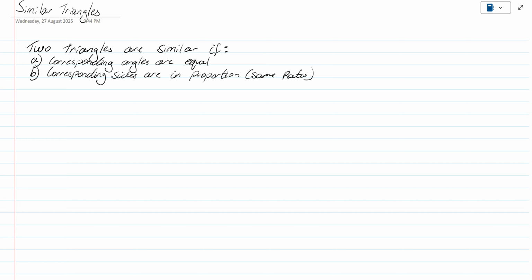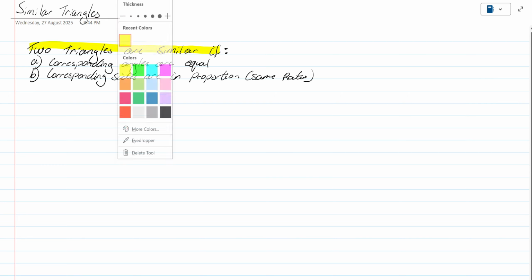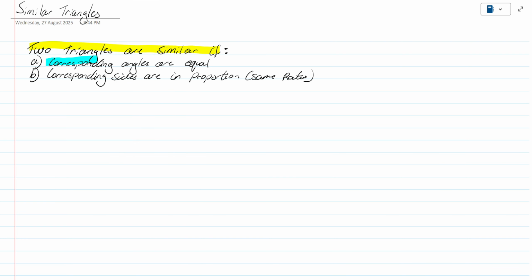In this video, we're looking at similar triangles and how to prove that two triangles are similar. First, understand that two triangles are similar if they meet the following criteria: one, the corresponding angles are equal, and two, corresponding sides are in the same proportion, so the same ratio. And the same ratio is found when we work out the scale factor.